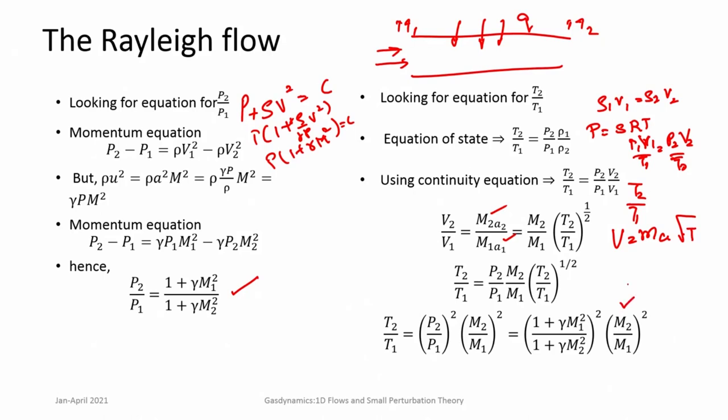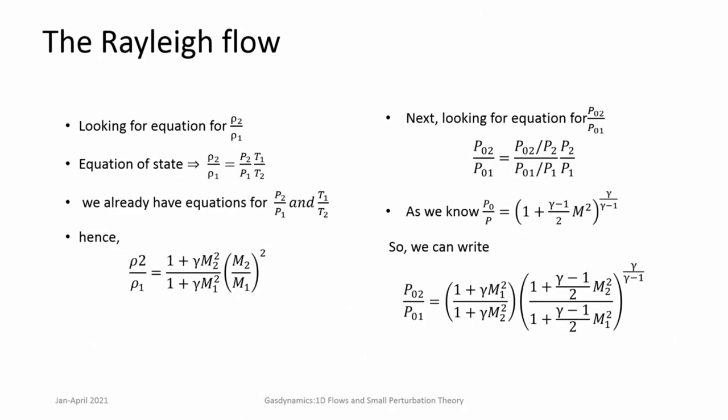So, we get the expression for T2 by T1. Once we know both P2 by P1 and T2 by T1, rho2 by rho1 can be easily got by the equation of state. So, you can get rho2 by rho1, which is (1 plus gamma M2 square) by (1 plus gamma M1 square), multiplied by (M2 by M1) whole square.